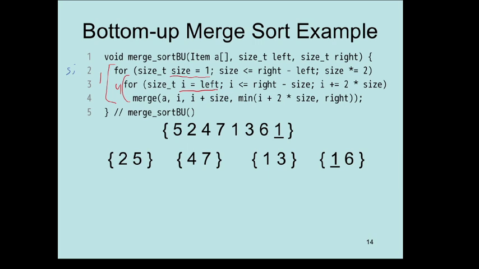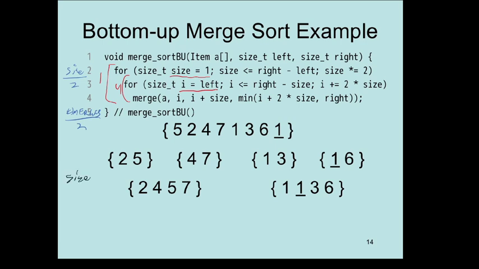Then, when size becomes 2, it has to do 2 merges of regions of size 2 to get regions of size 4. Then when size becomes 4, let's change colors again. Now when it has a size of 4, I have to do 1 merge on regions of size 4 to get a region of size 8. So that's how the code works, and that's the basic idea.